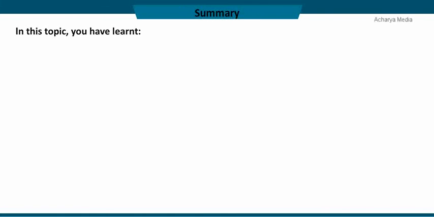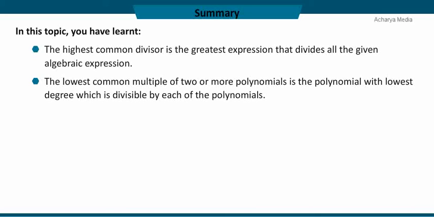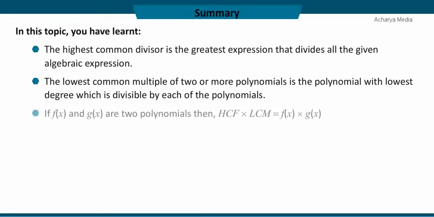In this topic, you have learnt the highest common divisor is the greatest expression that divides all the given algebraic expressions. The lowest common multiple of two or more polynomials is the polynomial with lowest degree which is divisible by each of the polynomials. The product of HCF and LCM of two polynomials f of x and g of x is equal to the product of the two polynomials.